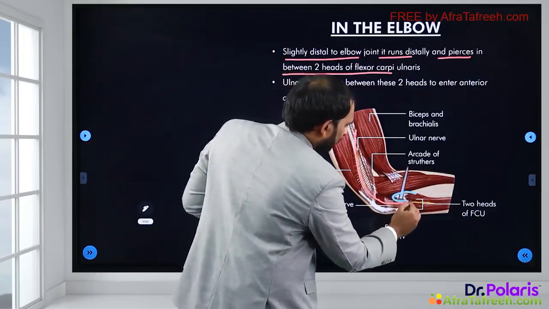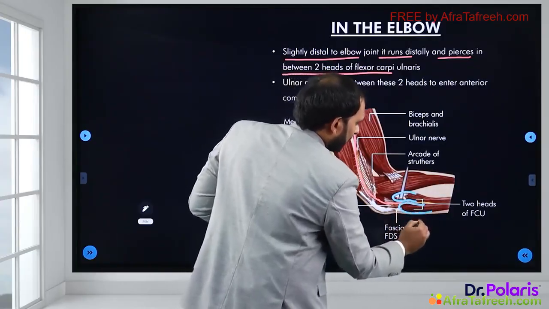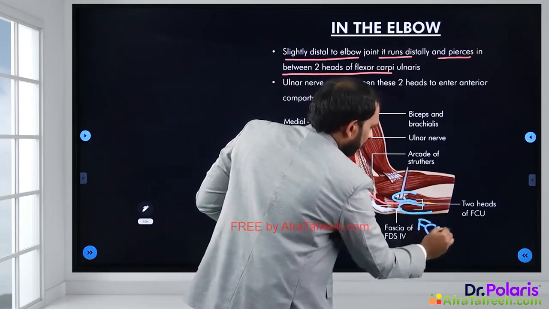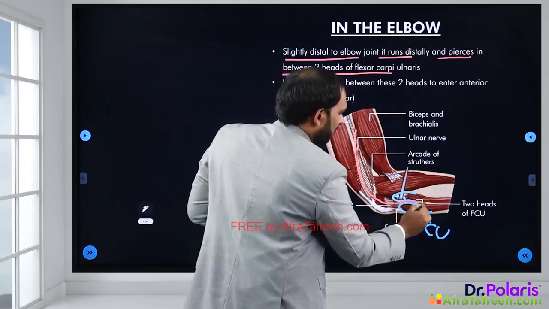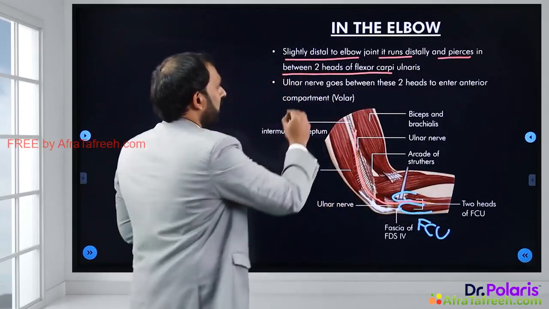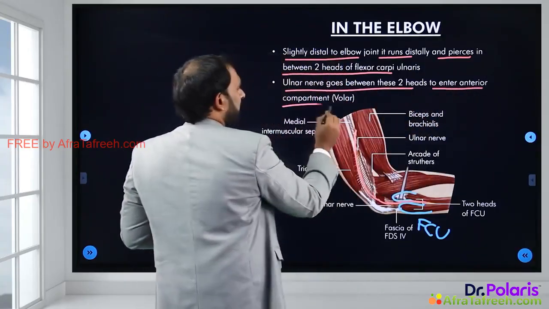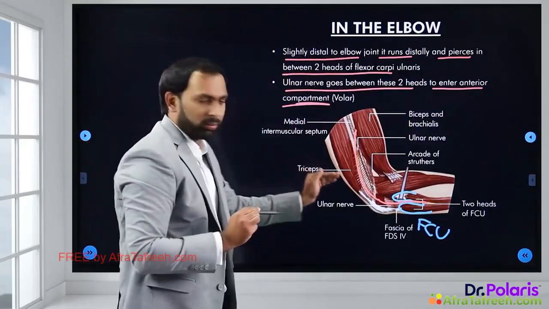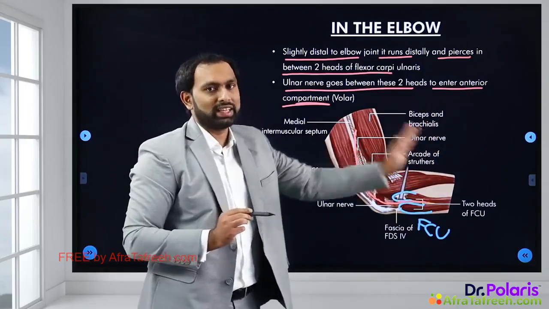So this is one head of the flexor carpi ulnaris, and this is the second head of the flexor carpi ulnaris. So the nerve, that is the ulnar nerve, is now going in between these two heads. The ulnar nerve goes between the two heads and it enters the anterior compartment. So after going in between the two heads of the flexor carpi ulnaris, it is going into the anterior compartment.